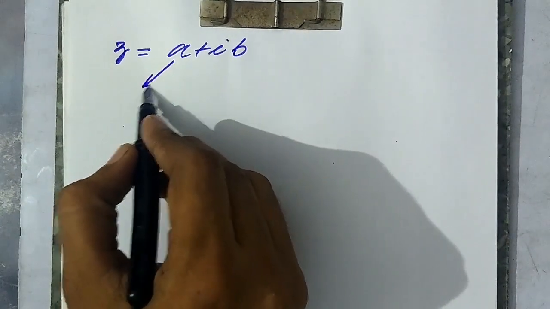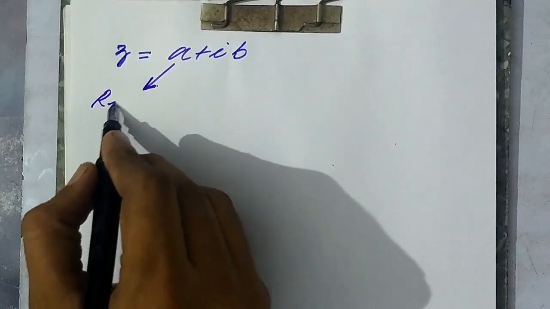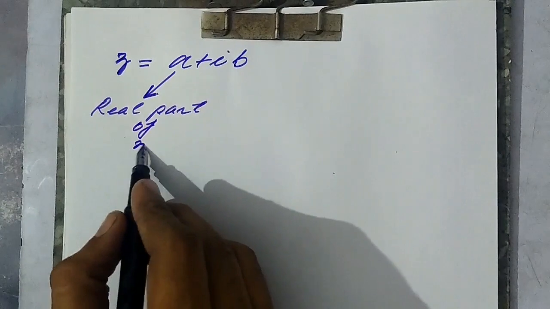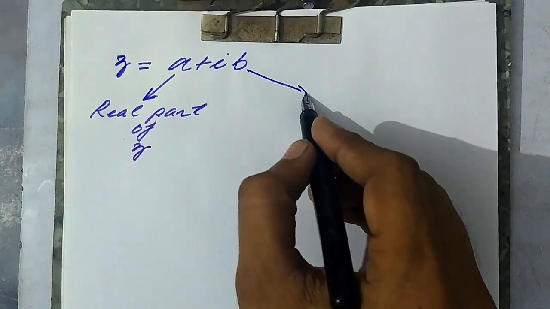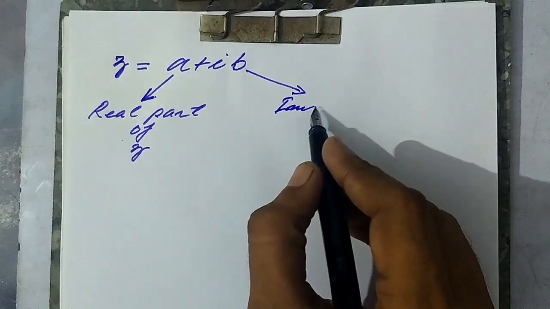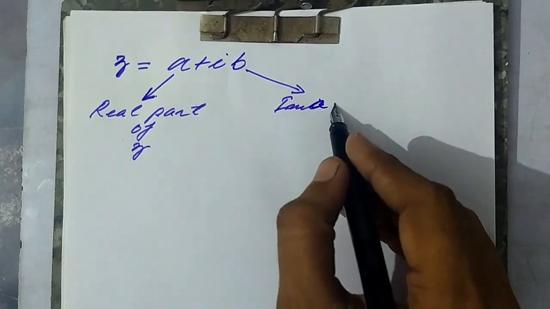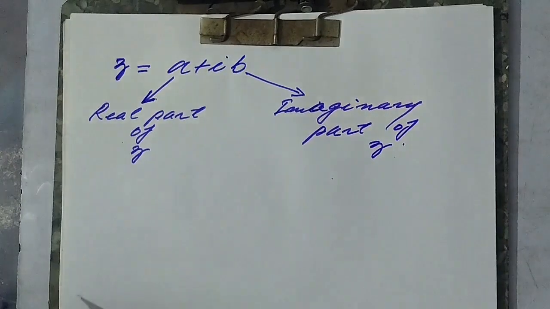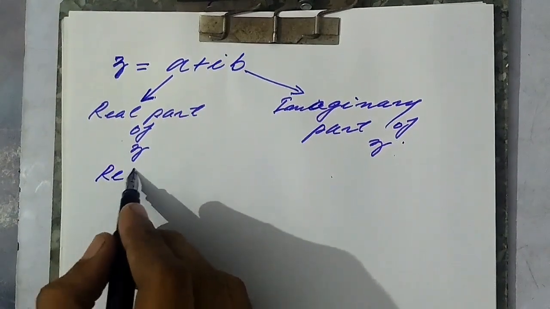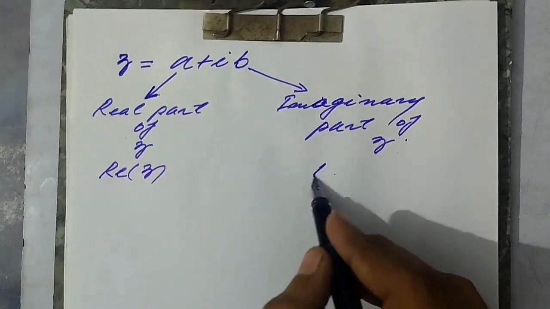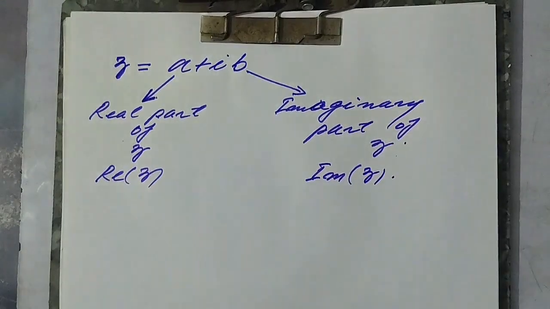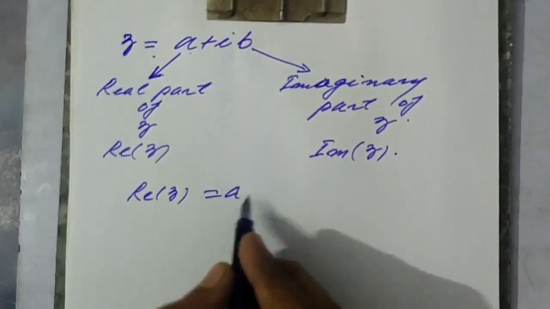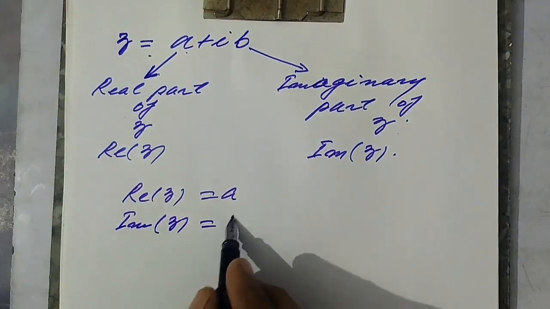Here, this part, that is a, is called the real part of the complex number z, and b is called the imaginary part of z. In short, we write the real part of z as Re(z) and the imaginary part of z as Im(z). So we say that if z is equal to a plus iota b, the real part of z is equal to a and the imaginary part of z is equal to b.